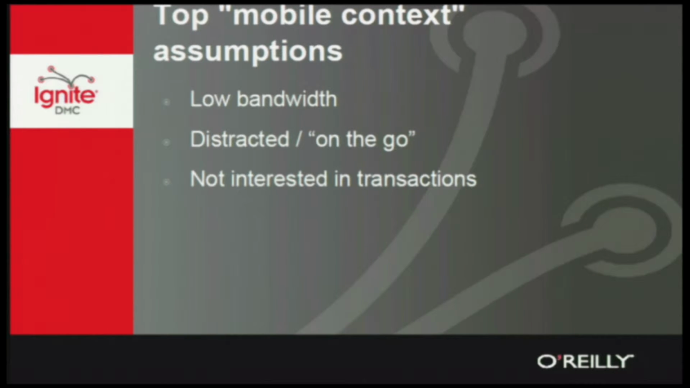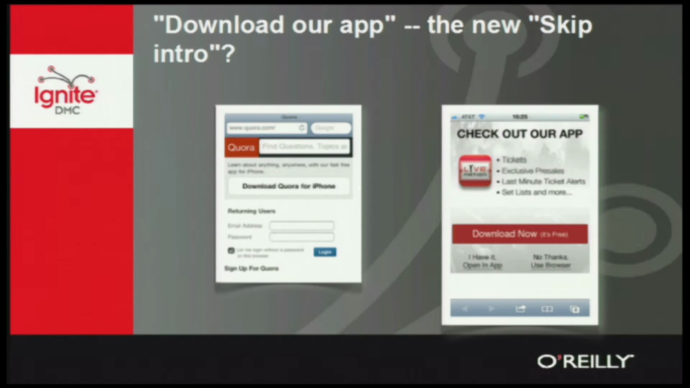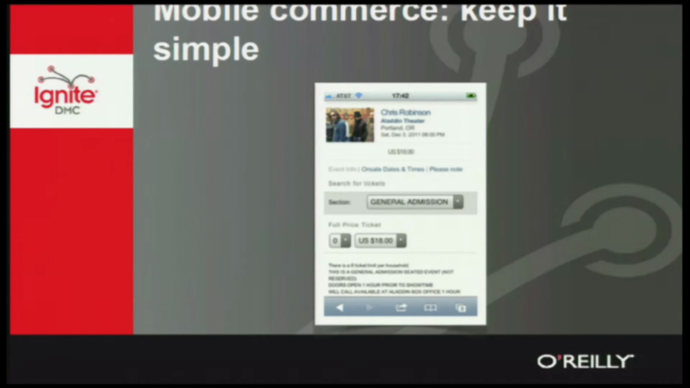For example, we're assuming that mobile users are low bandwidth. Well, what about people on Wi-Fi? We're assuming that mobile users are distracted. What about long bus rides? We're assuming that they're not interested in transactions, and nothing could be further from the truth, as we'll see. The best assumption, the one that I love the most, though, is that people visiting our mobile websites would really, really, really like to be using our iPhone app if they just knew that we had one. So we asked them to download it. No, they asked for a website. Give them a website.